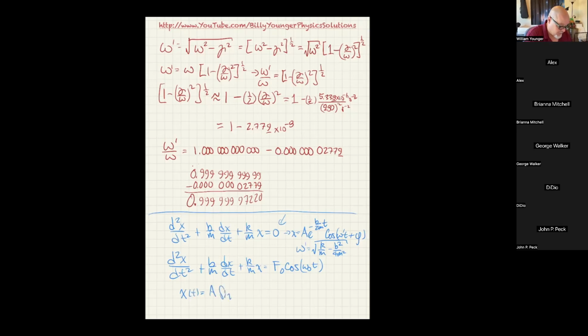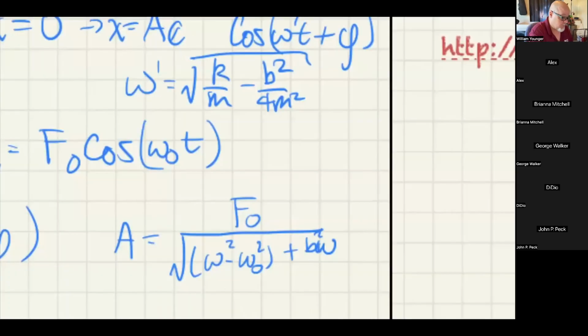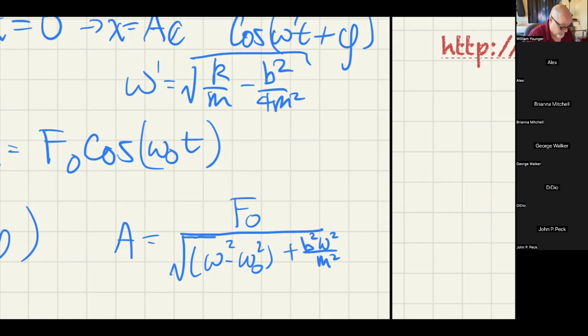sine. Now, they don't necessarily say this, but it's going to be a sine omega t, but they leave off the phi. That's the part that I say they don't normally say, but they give you the added point that A is going to be the F0 that you found divided by the square root of omega squared minus omega zero squared, all squared, plus b squared omega squared over m squared. Actually, I'm not writing that very well. Let me back up and fix it. So this is going to be b squared omega squared over m squared, like that. So that's how A comes out.